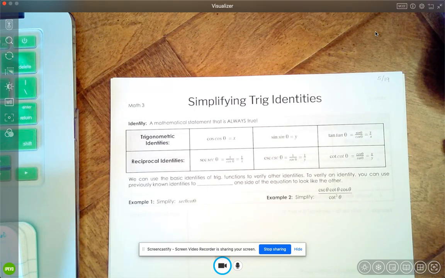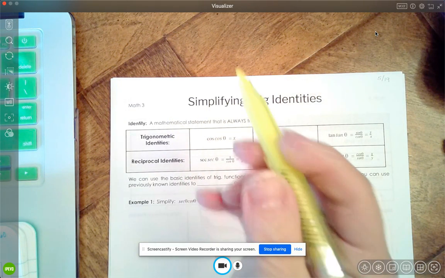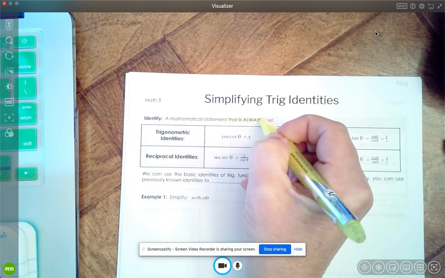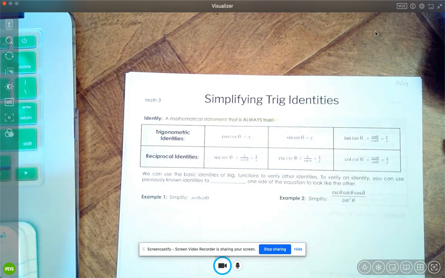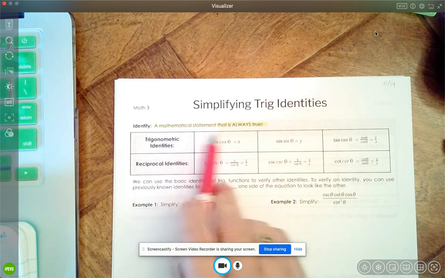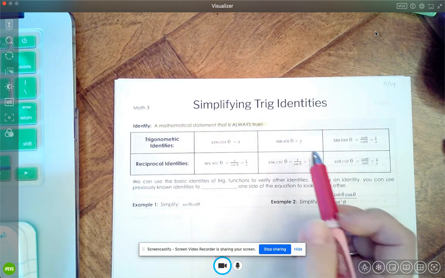One of the things that we want to look at here, and I'm not sure that this is going to show up, but an identity is a mathematical statement that is always true. Okay, that's an identity, and it's not showing up, so I'm not going to do that anymore. An identity is a mathematical statement that is always true.